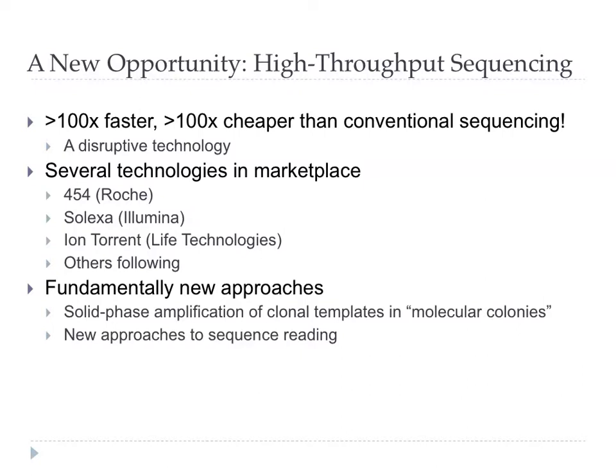And there have been a number of different technologies come into the marketplace already. Very lively competition between them, and most of them, if not all of them, are showing year-on-year progress in terms of throughput, ease of use, cheapness, and so on. These rely on fundamentally new approaches, different from conventional genome sequencing. So instead of propagating things in E. coli on plasmids, you actually grow molecular colonies, and you have new approaches to actually reading the sequences in those colonies as well.